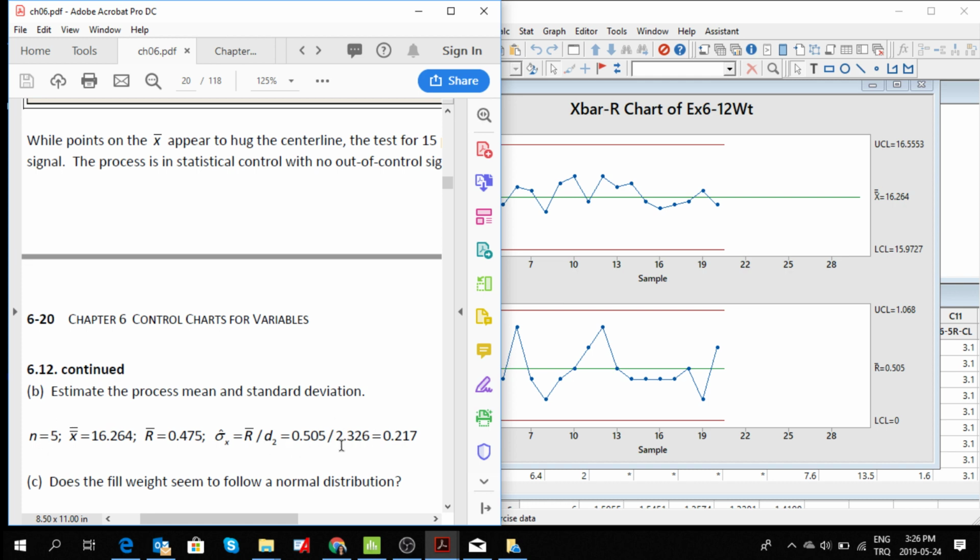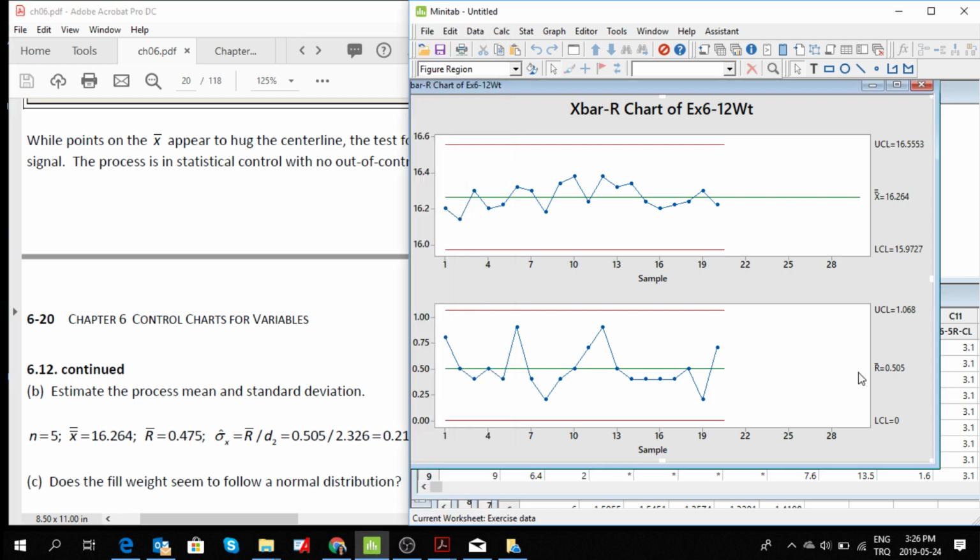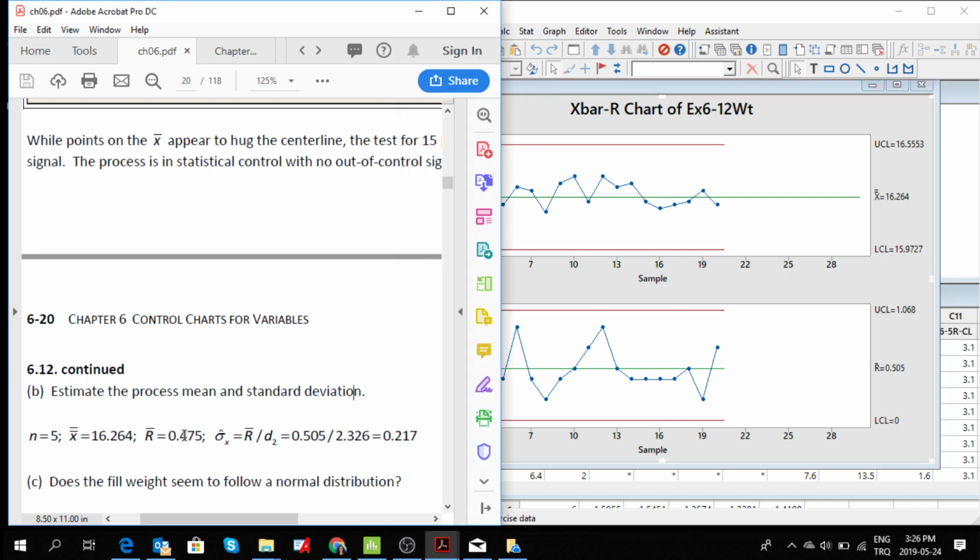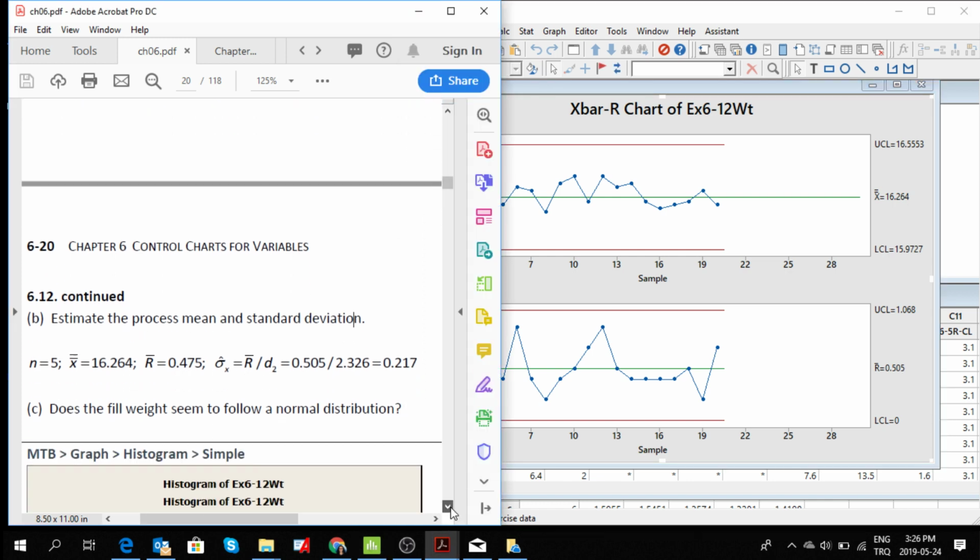And you can find it as 2.326. Take the ratio, and that's going to be it. So here there's a typo though. This R bar should be 0.505. So there's a typo here, please ignore. If you look at the graph, you're going to see R bar is equal to 0.505. So there's only one typo here.